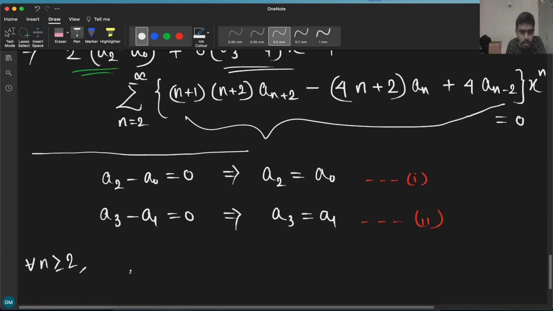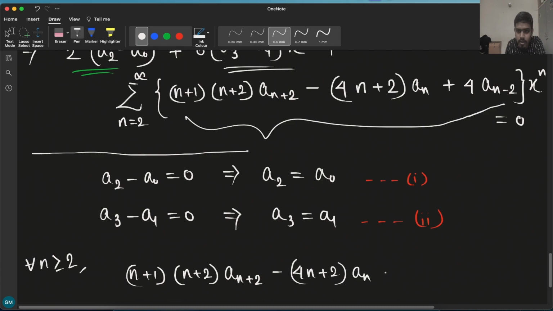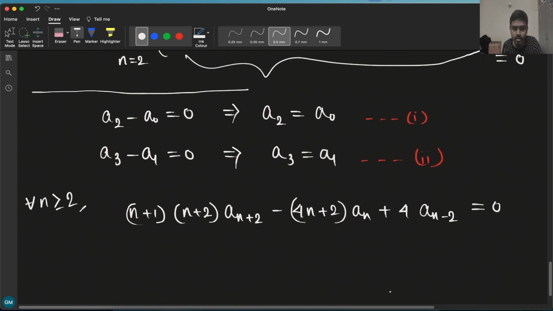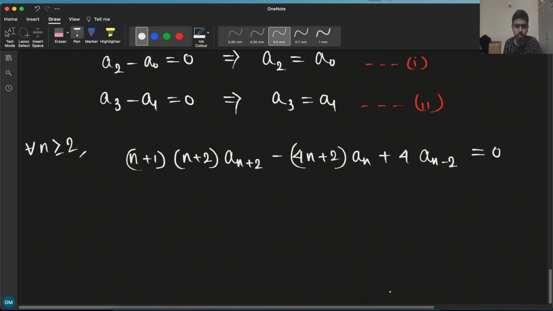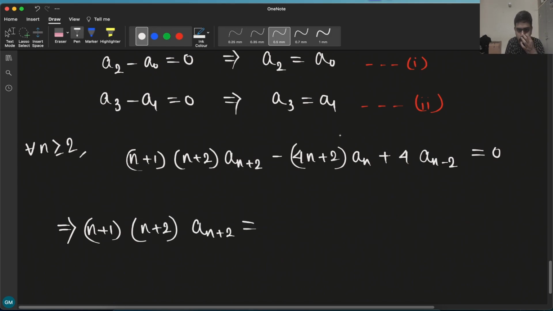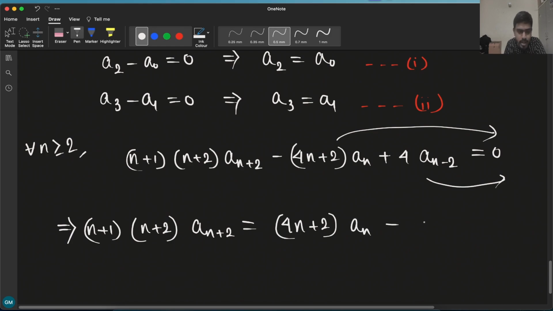So it's n plus 1, n plus 2, a(n+2) minus (4n plus 2) a(n) plus 4 a(n minus 2) equals 0. And this relation will give us the recurrence relation. So how will the recurrence relation look? It will be n plus 1, n plus 2, a(n+2) equals, if I take these two terms to the right hand side, 4n plus 2 a(n) minus 4 a(n minus 2), right?